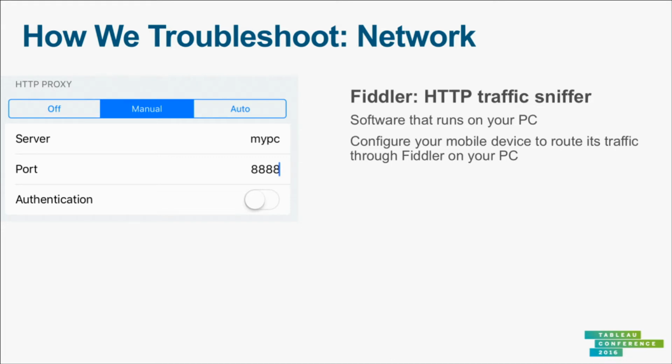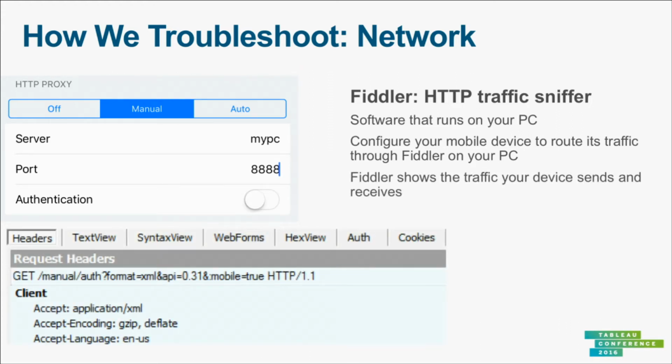So here I'm running Fiddler on my PC on port 8888. This works the same on Android devices. You can have them do that too. So all of my devices' traffic will go through Fiddler, and Fiddler will then show me everything that the device sends and receives.